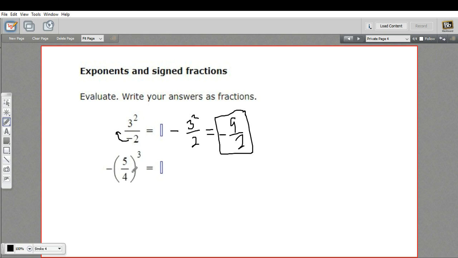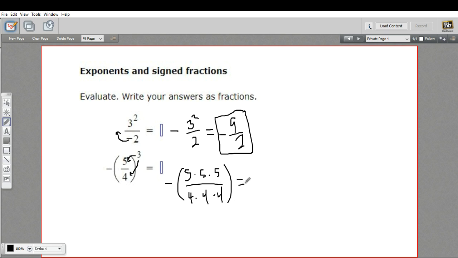Okay, let's look at this next one. Here we've got the fraction 5/4 in parentheses and then raised to the third power. What that means is that you raise the 5 to the third power and you raise the 4 to the third power. Something to the third power means you multiply it by itself 3 times. So the top of this fraction would be 5 times 5 times 5, and the bottom of this fraction would be 4 times 4 times 4. And then, of course, we've got these parentheses and that negative sign hanging out there.